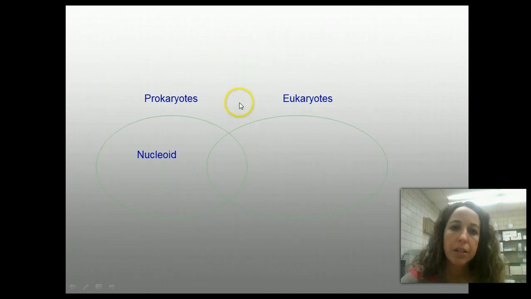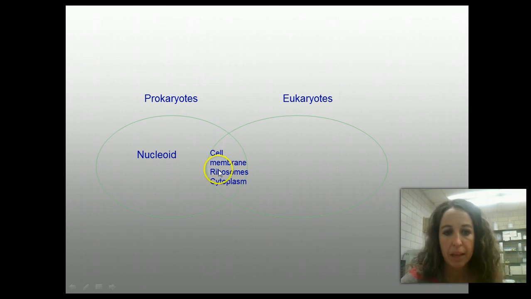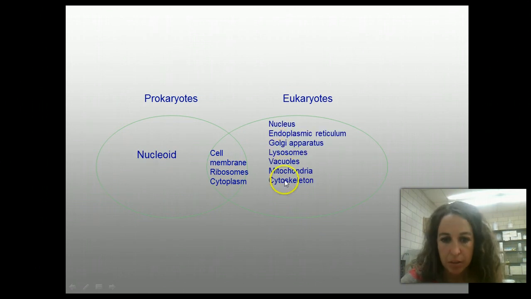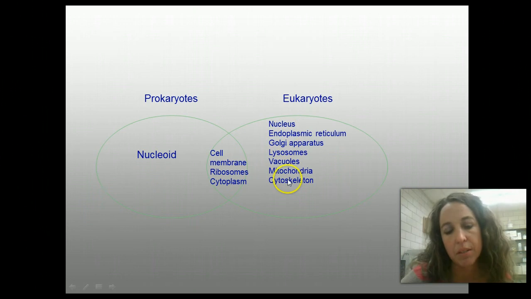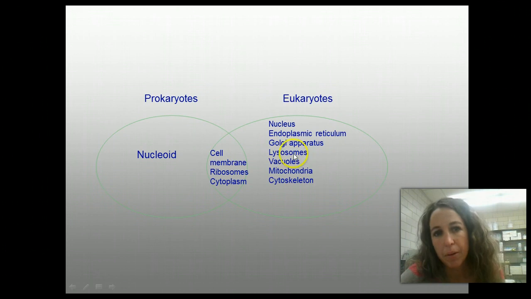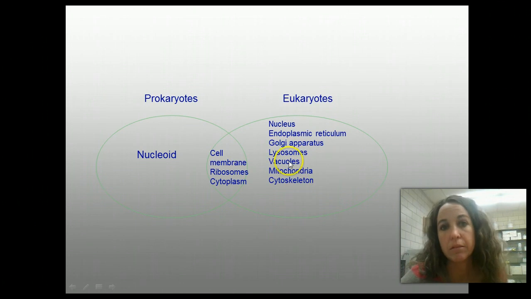Okay, so let's compare and contrast prokaryotes and eukaryotes. First of all, they have three things in common. They have a cell membrane, they have ribosomes, and they have cytoplasm. Prokaryotes have a nucleoid region, which is where they're going to have their DNA. Eukaryotes have all of these organelles, and we're going to talk about each one of those individually, but they have things like a nucleus, endoplasmic reticulum, and Golgi. Hopefully you remember, you've already done a web quest on this, so I'm assuming that these words are at least familiar to you, and as we go through the notes, you should know the functions of those as well.